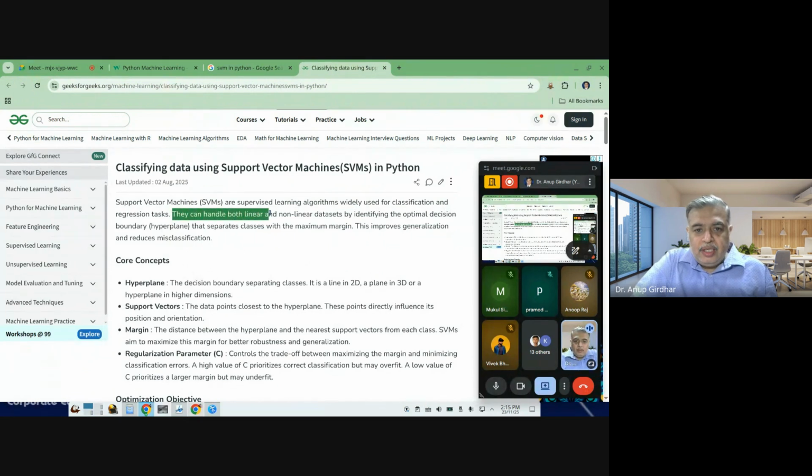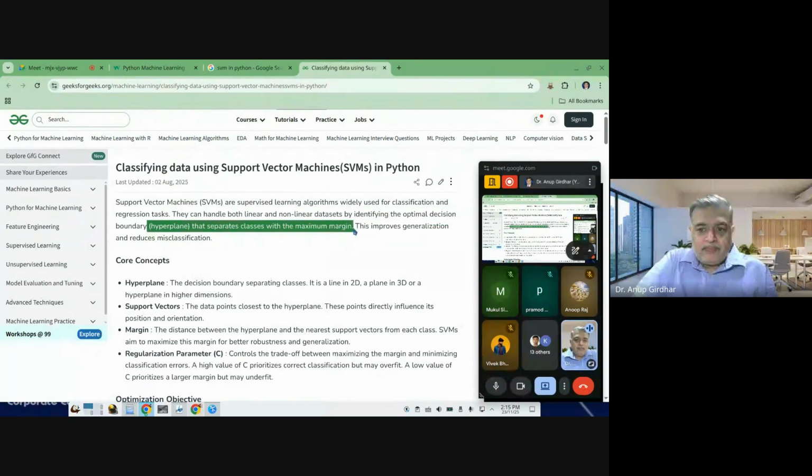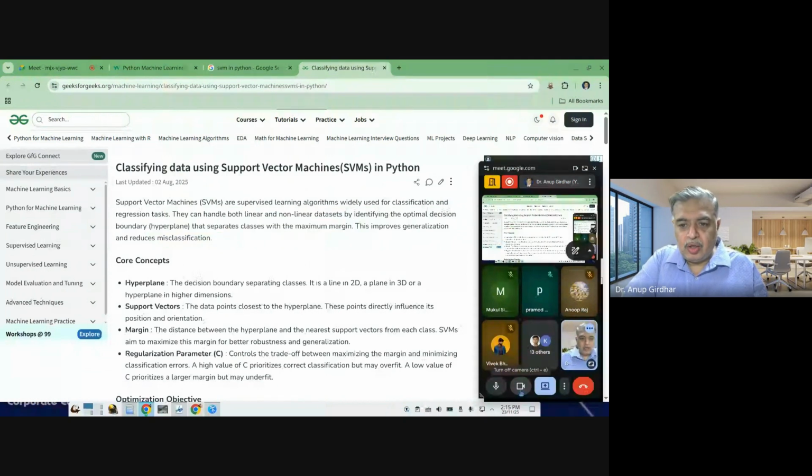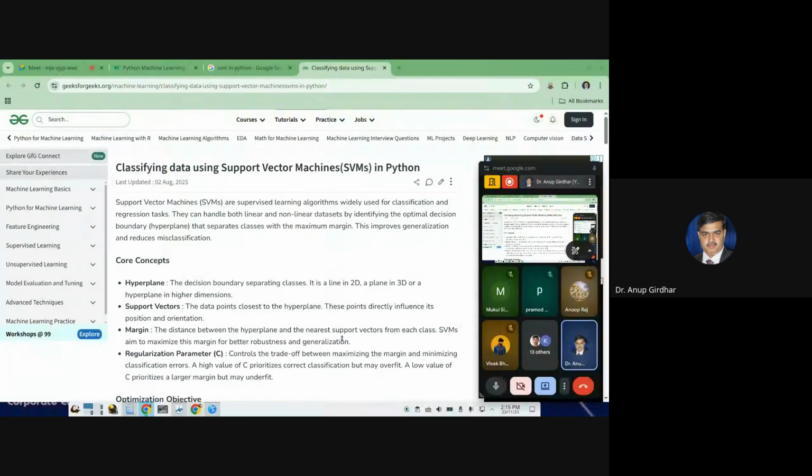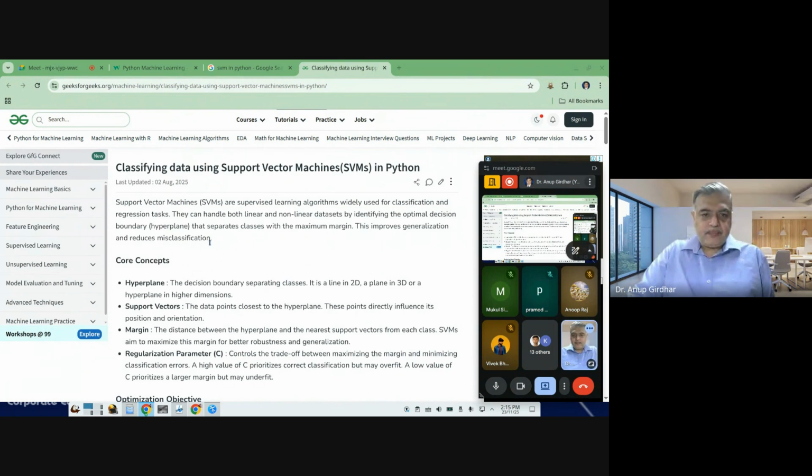They handle both linear and non-linear data sets by identifying the optimal decision boundaries like a hyperplane. So there you will find a hyperplane model that separates your classes with the maximum margin. This is how you are supposed to find the margins and other stuff. In this way, you can find what this SVM is altogether. And then further, let's try to identify and optimize the boundaries using the hyperplane model.